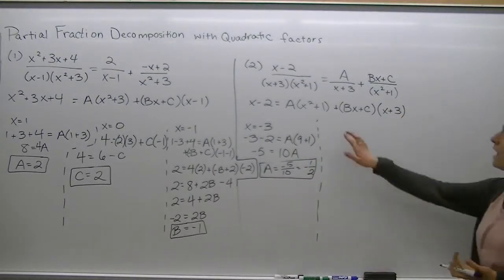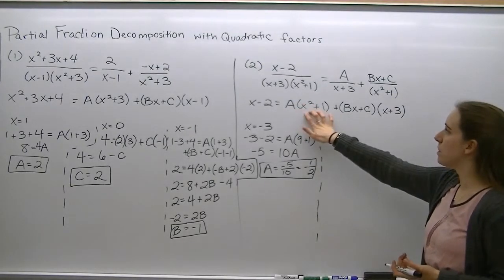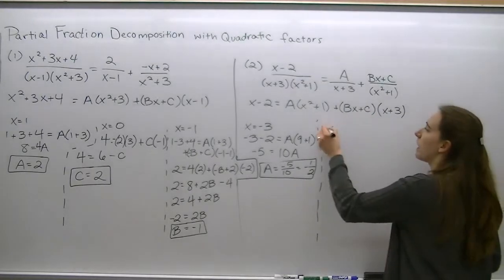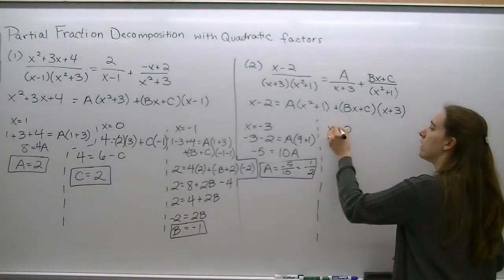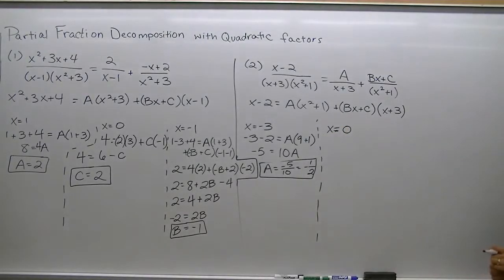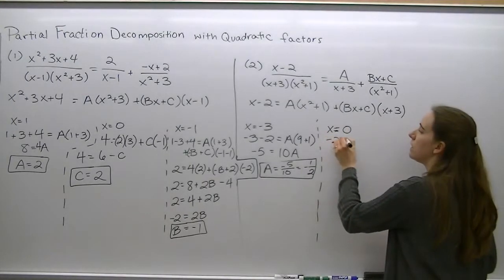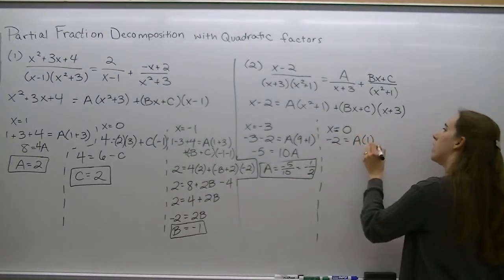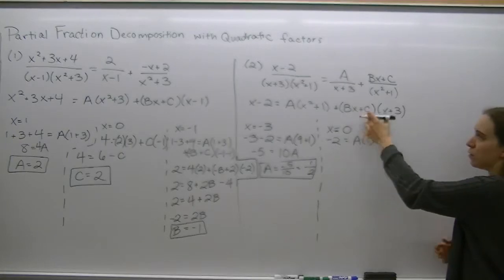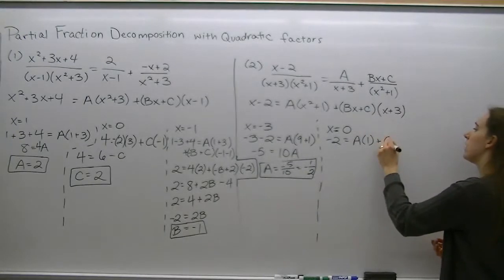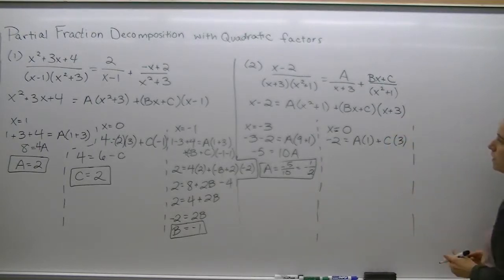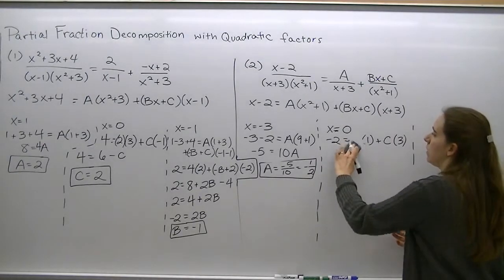So because we can't make this 0 to make the a term disappear, we can use x equals 0 to make the b term disappear. That's the next best thing. So 0 minus 2 is negative 2. Then I get a times 0 plus 1 plus b times 0, which then just becomes 0. So plus c times 0 plus 3. But I know a. Again, I just found a.